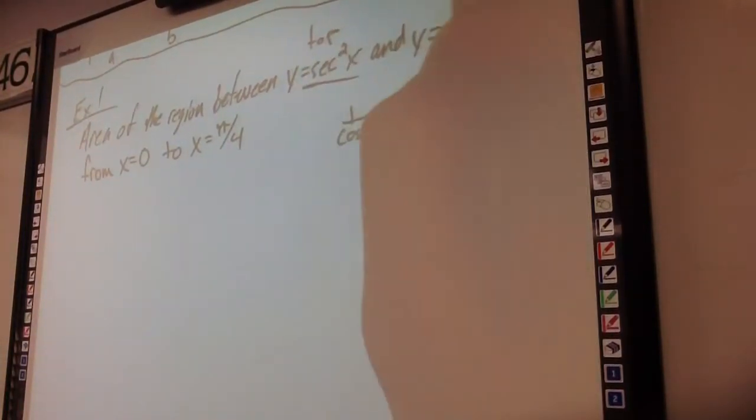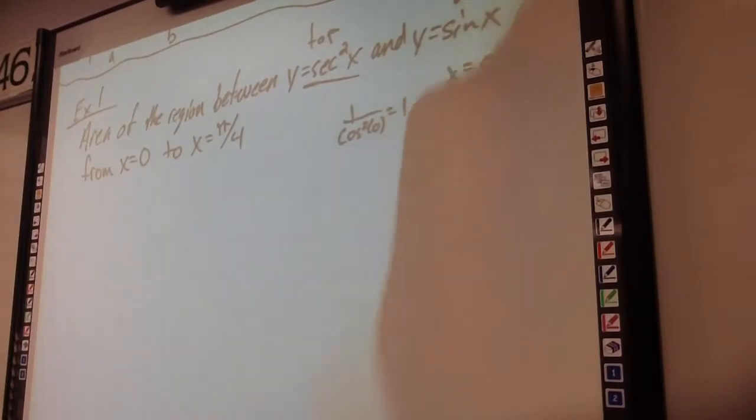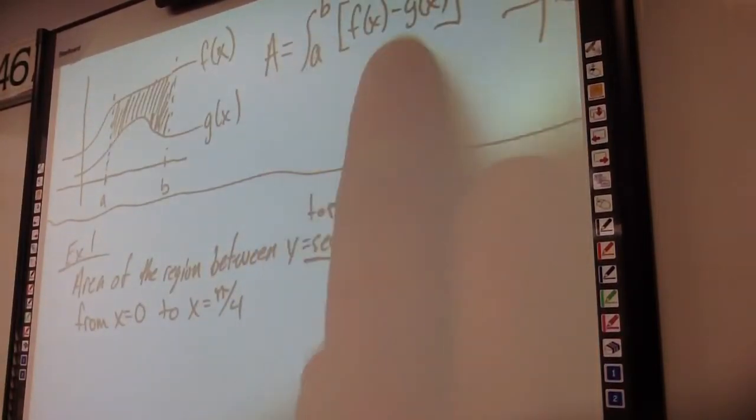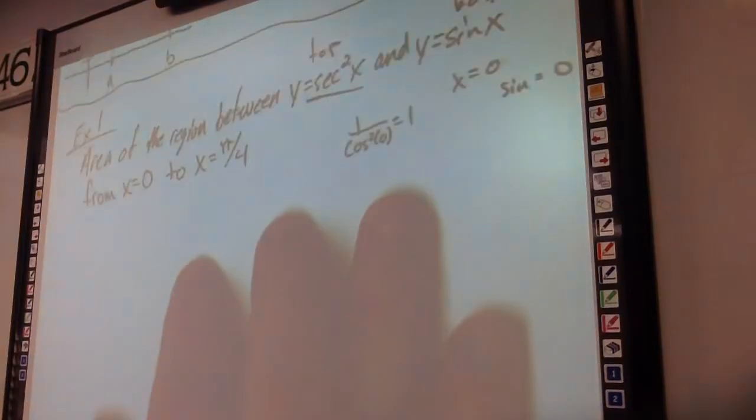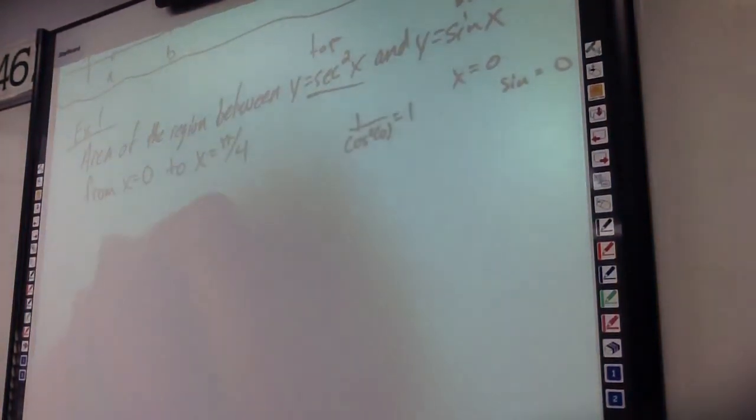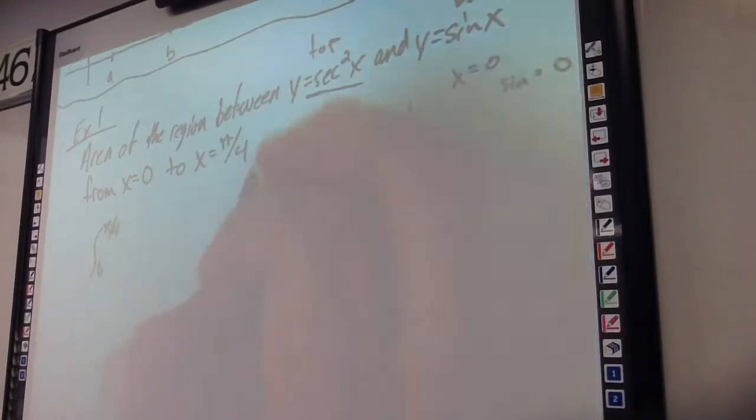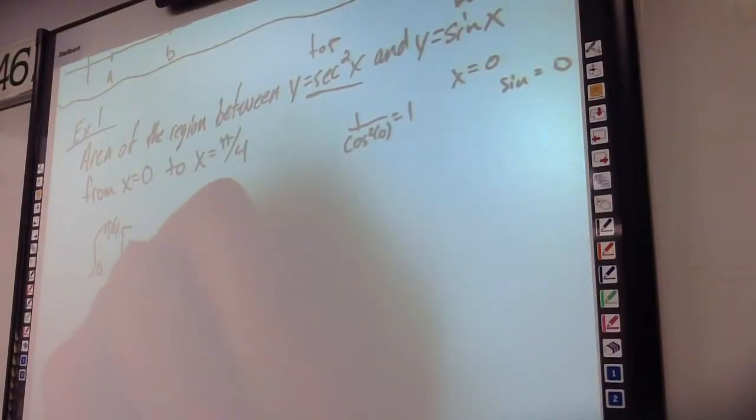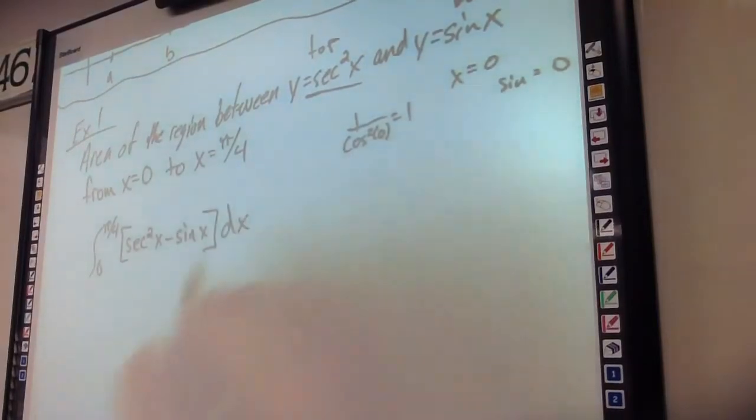So then you subtract sine from the secant squared. Integrate from A to B, put that one on first, minus the other one. So here we go, from 0 to pi over 4, the integral of secant squared of x minus the sine of x dx.